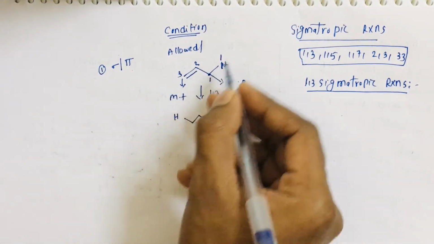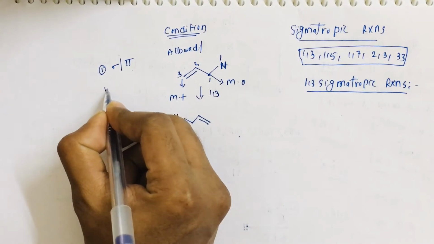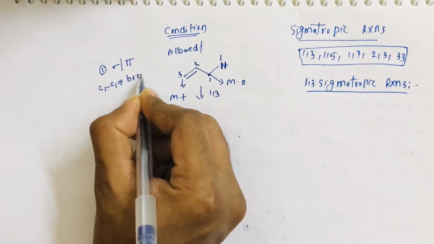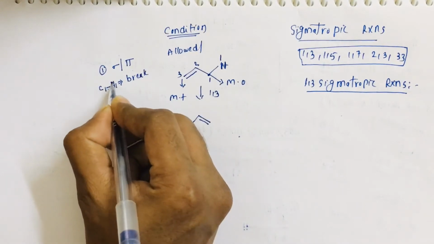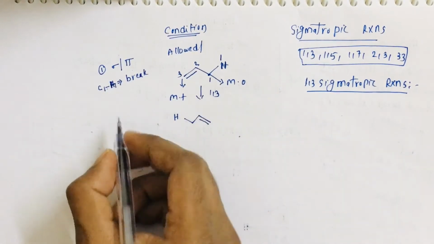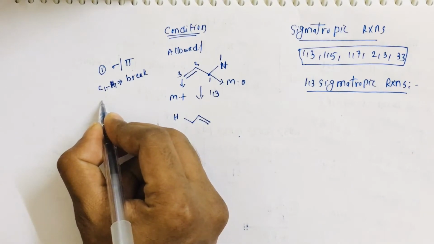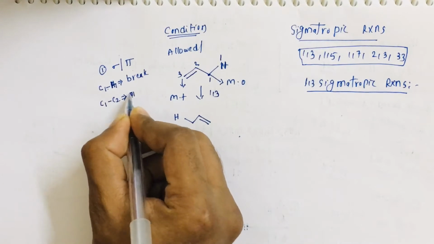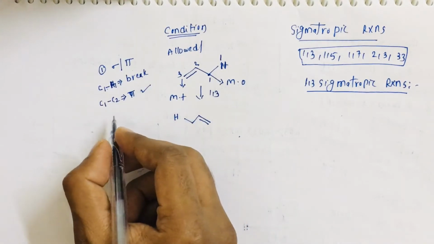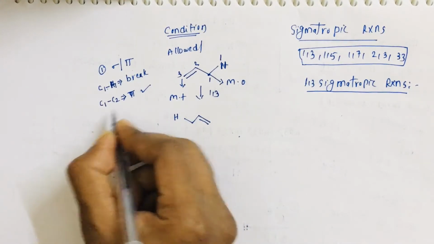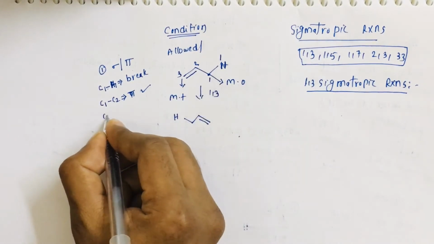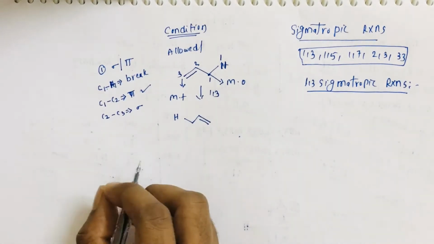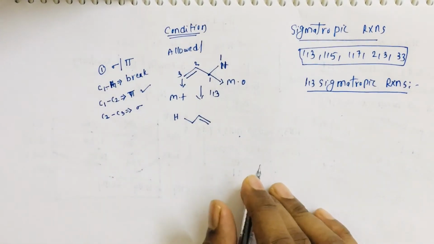And what steps are involved here? The first is that the C1-H1 bond is getting broken, and there is formation of a pi bond between C1 and C2, and there is formation of a sigma bond between C2 and C3. So these are the three conditions we have to remember about sigmatropic reactions.